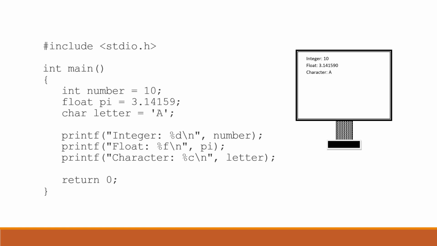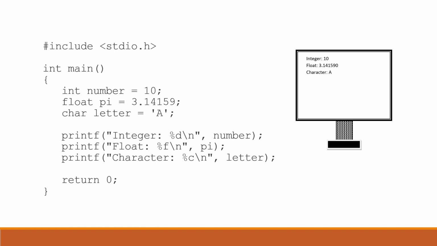Printing values. printf("integer: %d\n", number) prints the value of number using the %d format specifier, indicating that it's an integer. printf("float: %f\n", pi) prints the value of pi using the %f format specifier, indicating that it's a floating point number. printf("character: %c\n", letter) prints the value of letter using the %c format specifier, indicating that it's a character.